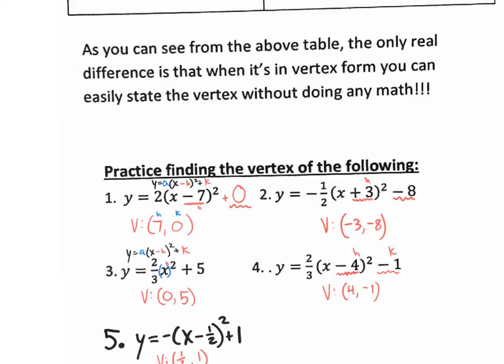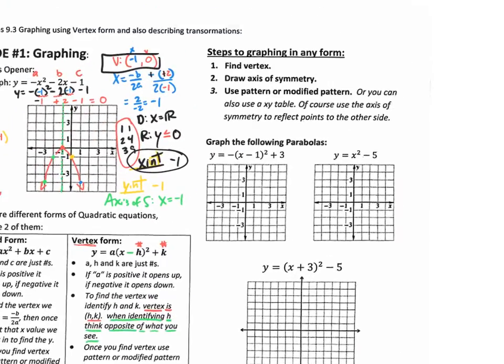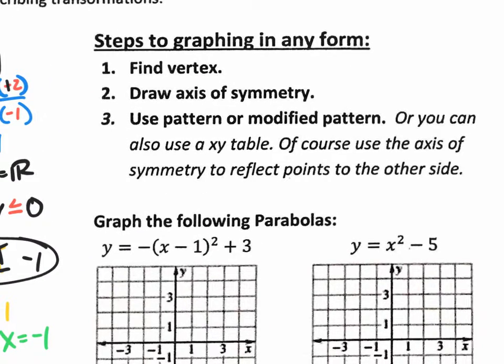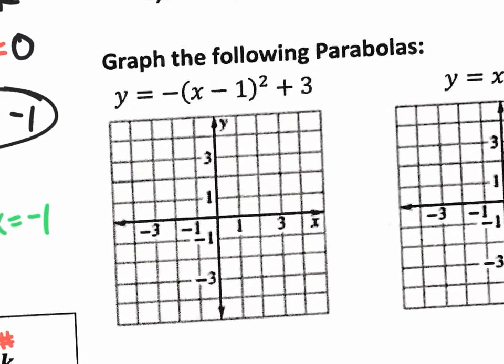All right. So that's finding the vertex. Now, how does that make our lives a lot easier? Because what are the steps to graphing? In any form, you got to find the vertex. And then after that, you draw the axis of symmetry. And after that, you use a pattern or modified pattern or XY table. And you graph your parabola. So check out how awesome, how easy this is going to be.